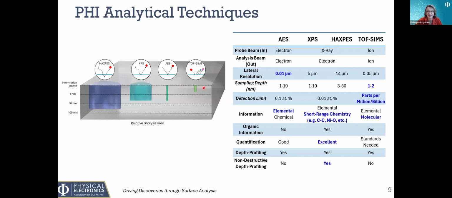And something that is highlighted here, the unique feature of TOF-SIMS is high detection limits. So we can detect contaminants and dopants at parts per million. And it provides unique structural molecular information.